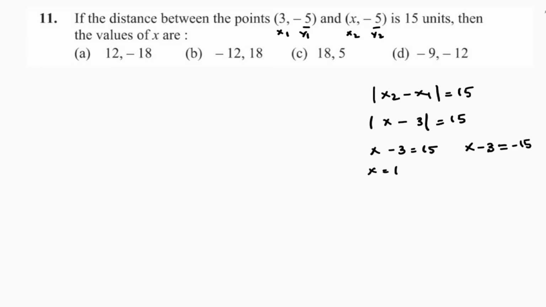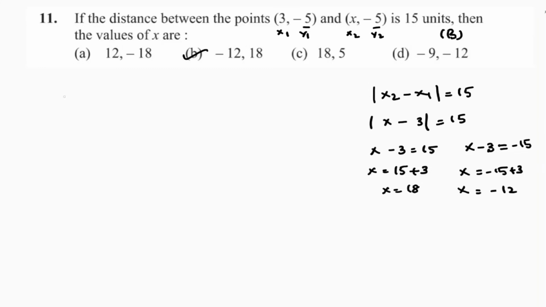So x equals 15 plus 3, if I transpose, that is 18. Or x equals minus 15 plus 3, that is minus 12. So 18 and minus 12. So correct option is B.